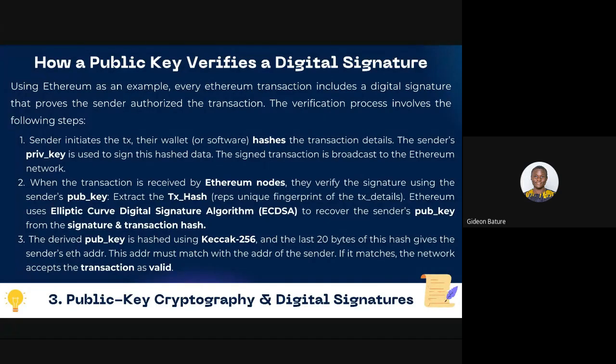That's the sender's Ethereum address. If you remember, I was trying to explain that your public key, your wallet address, is like a compressed form of your public key. So they say this address must match the address of the sender. If it matches, the network accepts the transaction as valid. Of course, if it doesn't match, it will reject the transaction, because it shows that the transaction is invalid.